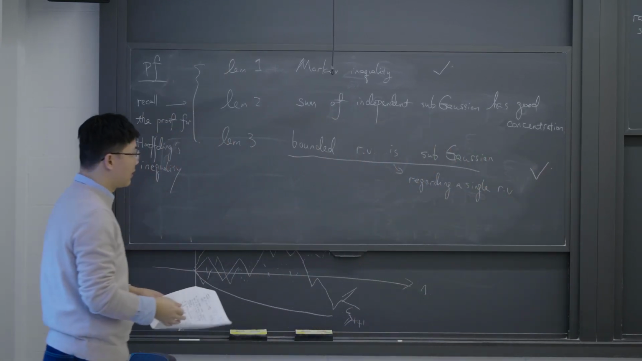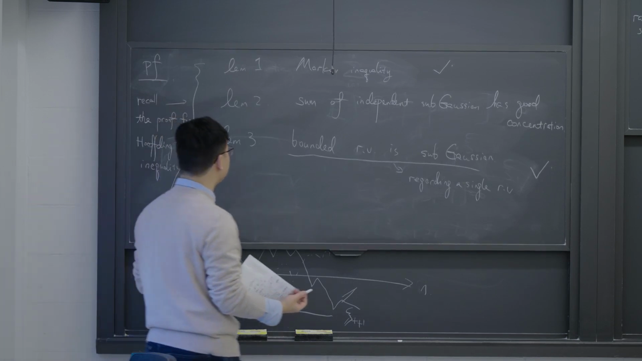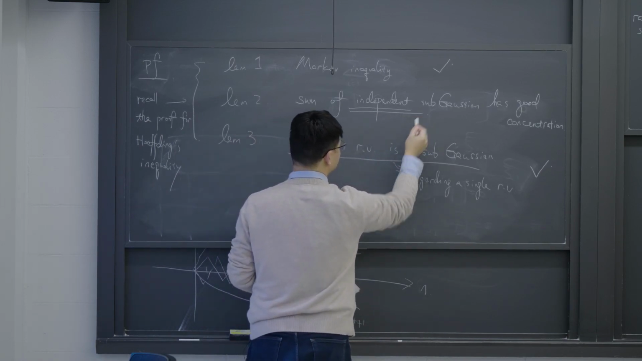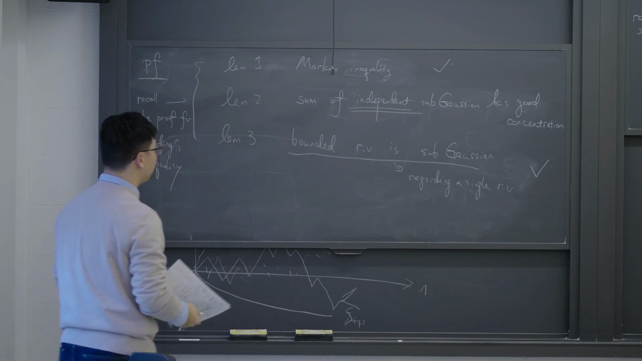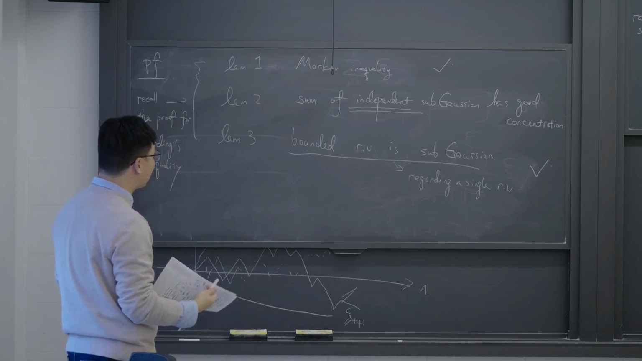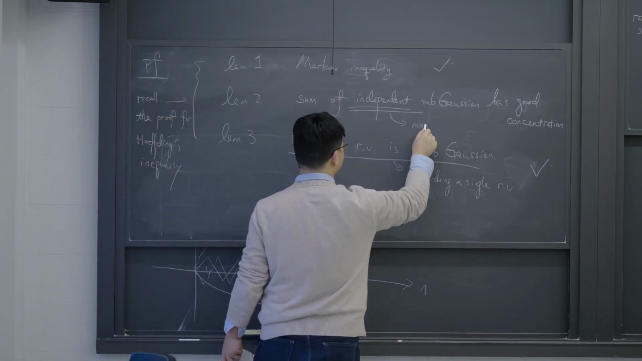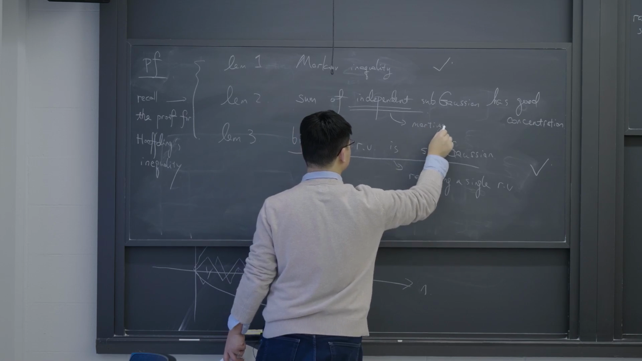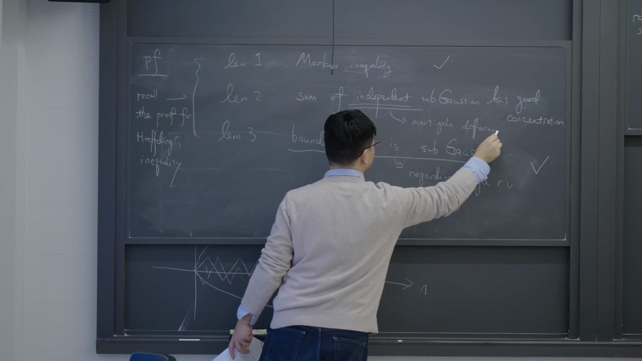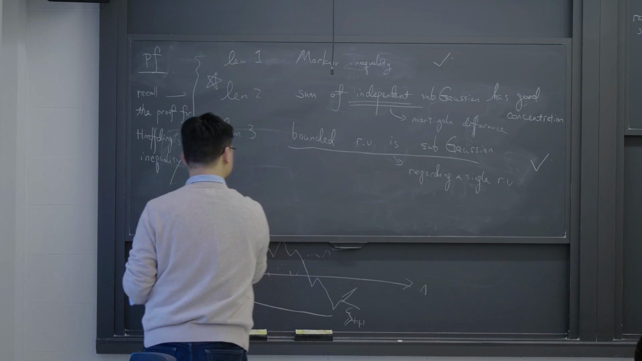So the only thing that's going to relate it to whether it's independent or a Martingale difference is the second lemma, where we see the summation of independent sub-Gaussian has good concentration. And we essentially need to modify the proof for the second lemma. We need to strengthen the second lemma to move from independent to the Martingale difference. Okay, so this is what we will do here.